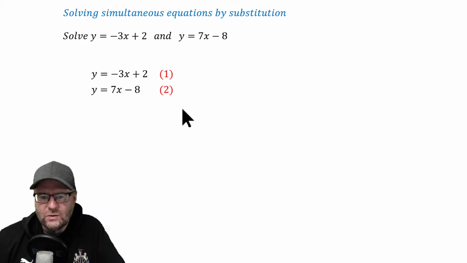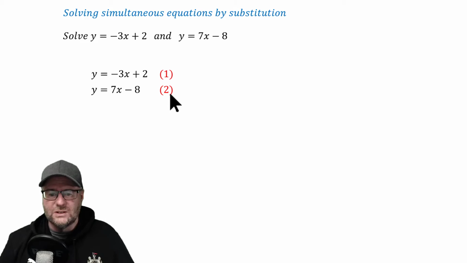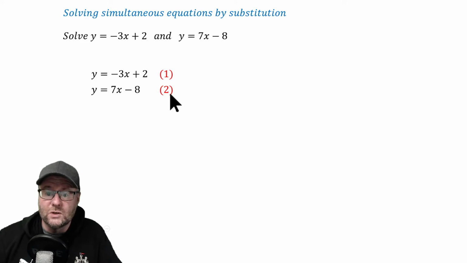So first thing I'm going to do is label these. I'm going to pick one of them and call it equation 1. We'll call the other one equation 2. It doesn't matter which is which. It's just so that we can know which one we're talking about.